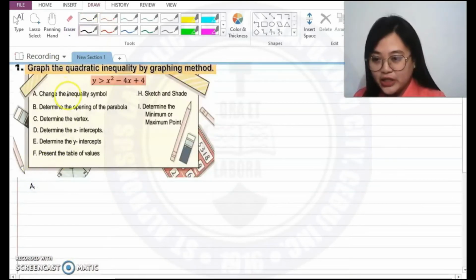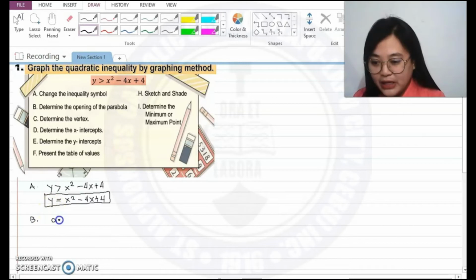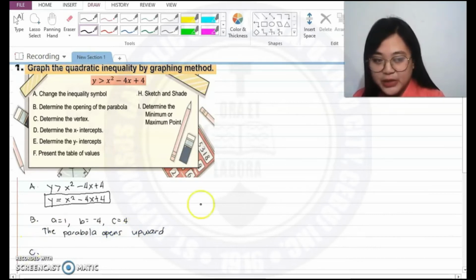For A, you're going to change the inequality symbol. So, from y greater than x squared minus 4x plus 4, change the greater than sign to an equal sign. So, it will become y equals x squared minus 4x plus 4. After that, letter B, we need to determine the opening of the parabola. Since our a is 1, our b is negative 4, and our c is 4, we already know that the parabola opens upward.